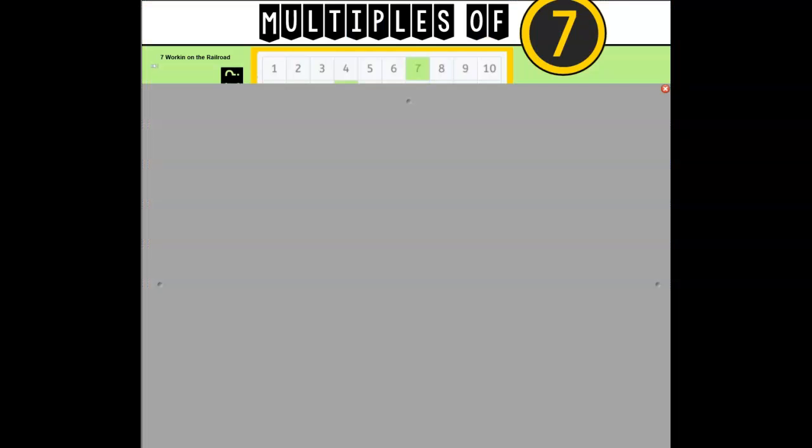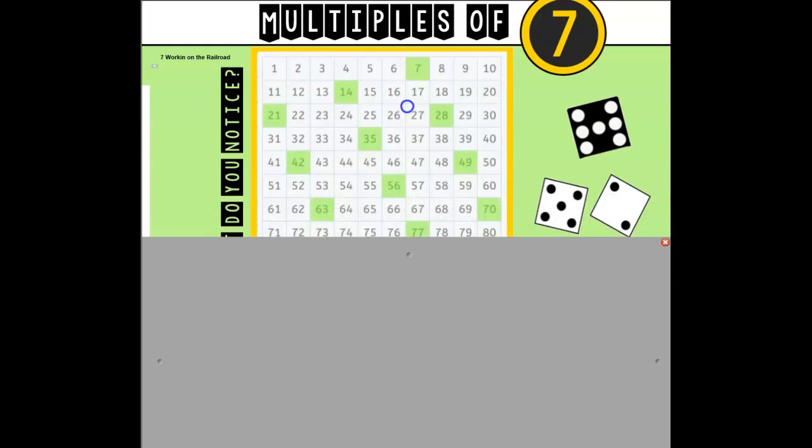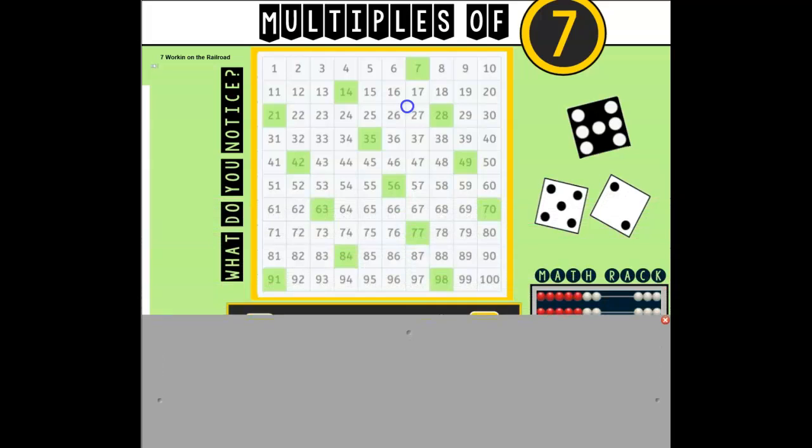So let's look at our multiples of 7. As I move down, I want you to discuss with your table partner what patterns or what things you notice about our multiples of 7. Pause and have a couple of groups share some ideas.